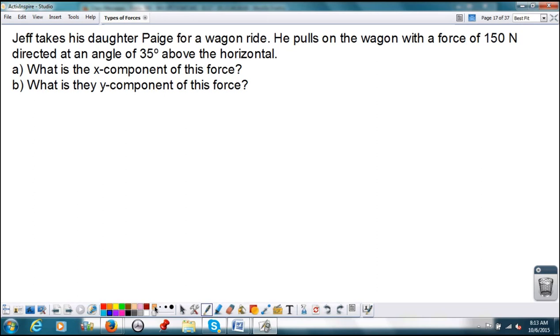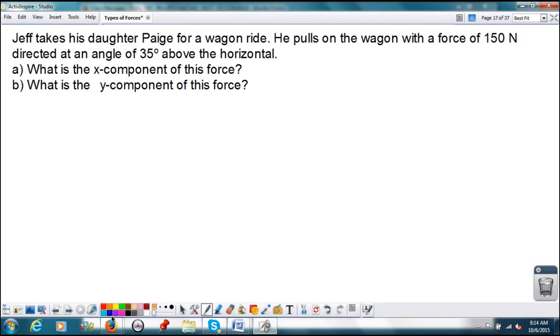Jeff takes his daughter Paige for a wagon ride. He pulls the wagon with a force of 150 newtons, directed at an angle of 35 degrees above the horizontal. A. What is the x component of this force? B. What is the y component of this force? Okay, so let's take a look at this problem.